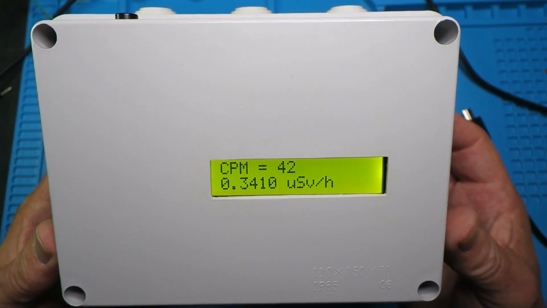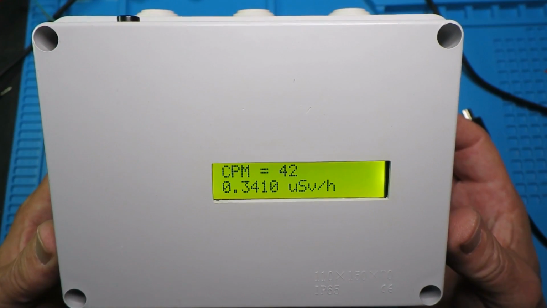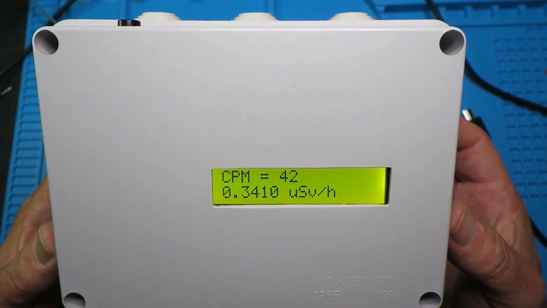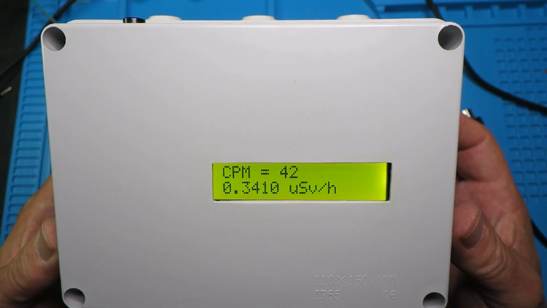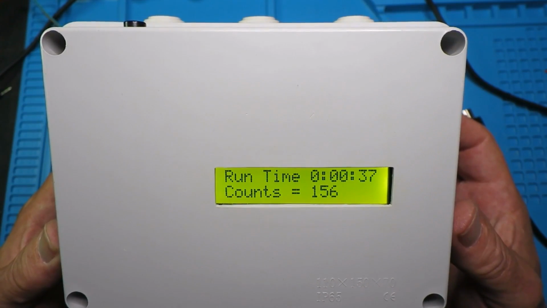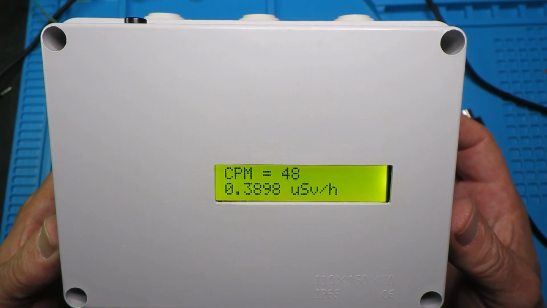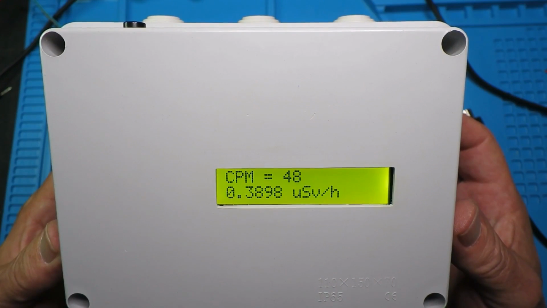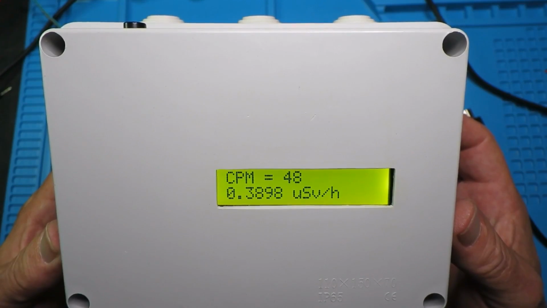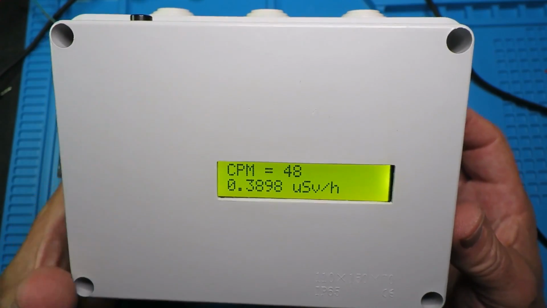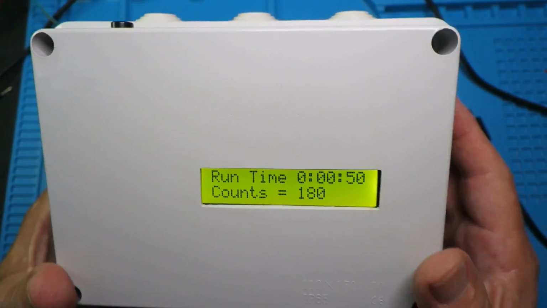Now, I'm not quite ready to go out into the field just yet. I would like to check this against a commercial unit, so I've arranged to borrow one, and we'll just check before I start scaring other people or myself with the values that I'm getting, that they're in the right order of magnitude at least.